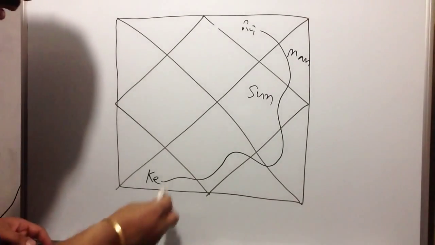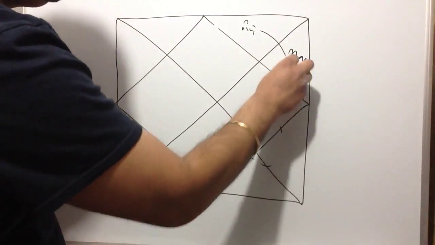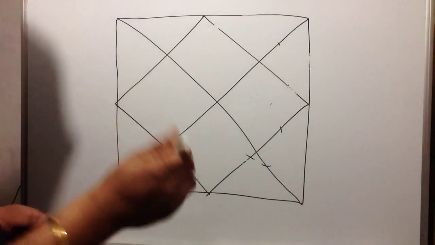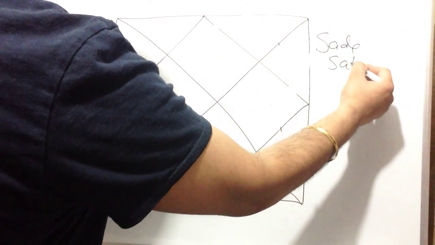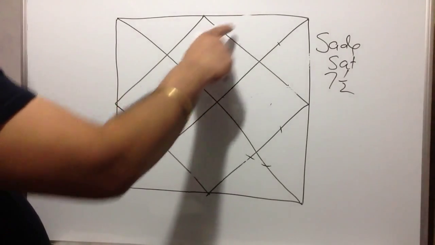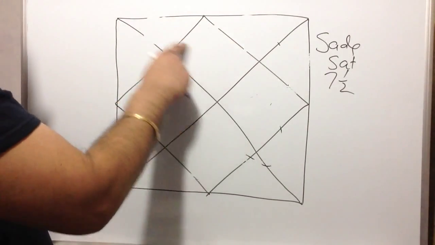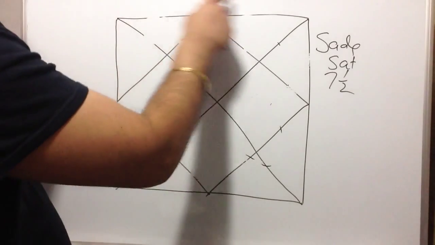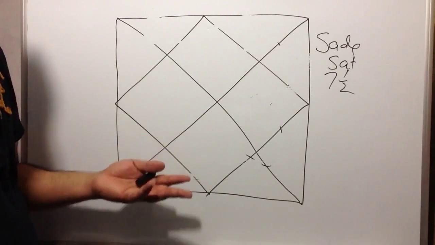Then, not much time I have in this video from now, but I'll tell you a little more about Sadesati. What is Sadesati? Just a brief idea. Sadesati is 7.5 years of Saturn. Saturn sitting in one house 2.5 years, then 2.5 years in the next house, and then 2.5 years in one more house. So Saturn basically moves in 3 houses. It could be any 3 houses it moves, and those make a 7.5 year period circle. That's what is called Sadesati. Sadesati sometimes gives big trouble, sometimes not.